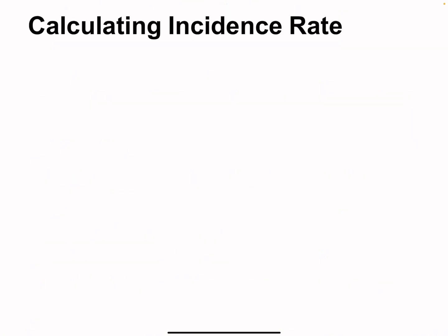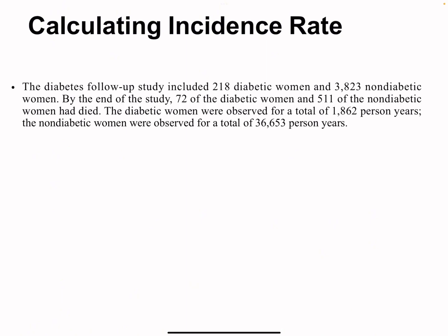Now let's do the same for calculating the incidence rate. Here we have the diabetes follow-up study, including 218 diabetic women and 3,823 non-diabetic women. So we have two groups, diabetic group and non-diabetic group. By the end of the study, only 72 of the diabetic group and only 511 of the non-diabetic group had died.